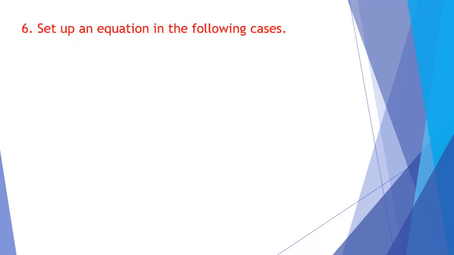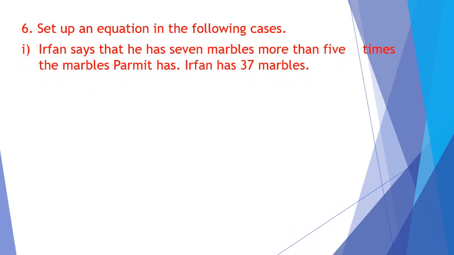Next, question number 6. Set up an equation in the following cases. First question, Irfan says that he has 7 marbles more than 5 times the marbles Parmit has. Irfan has 37 marbles. Let's solve.